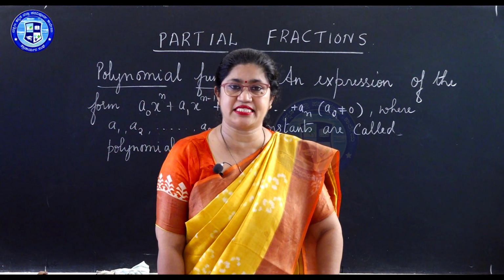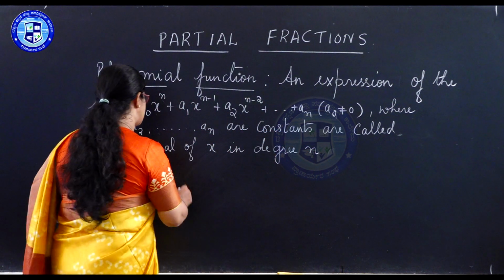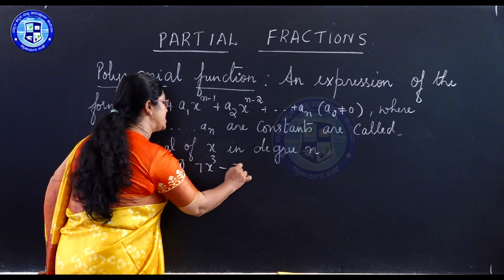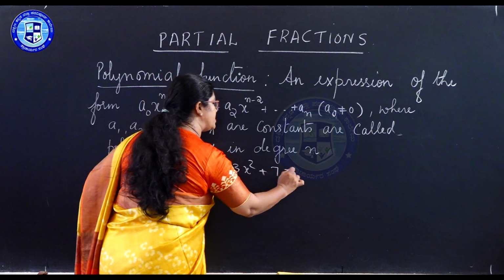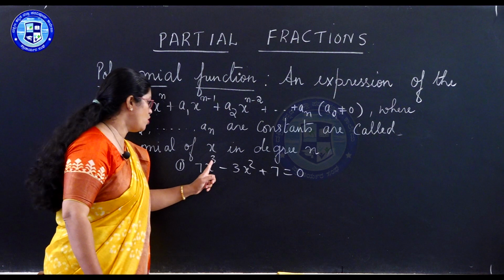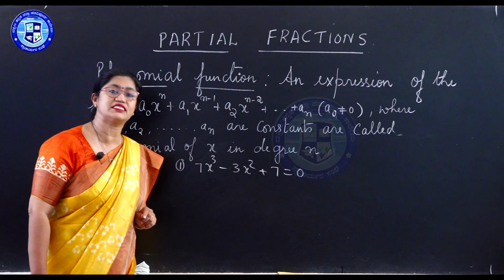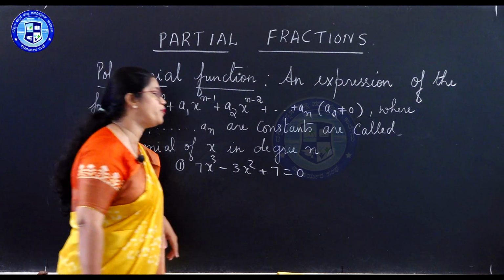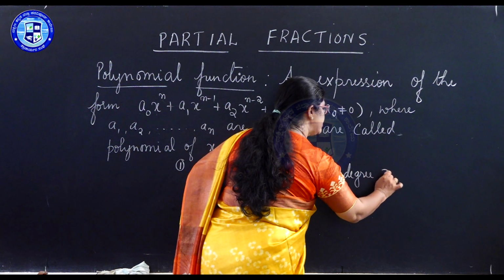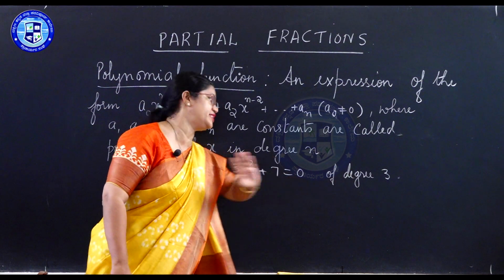Let me take an example. Let us just write a few examples of polynomials. Example 1: 7x cubed minus 3x squared plus 7 is equal to 0. This is a polynomial where the variable is x and the highest power of x is 3. Therefore, this is a polynomial of degree 3. So, an example of a polynomial of degree 3.